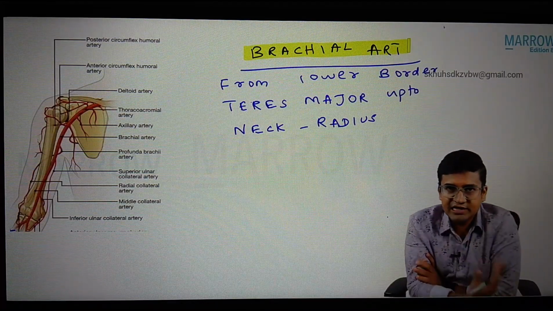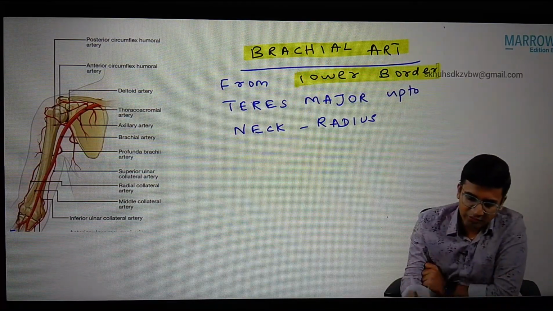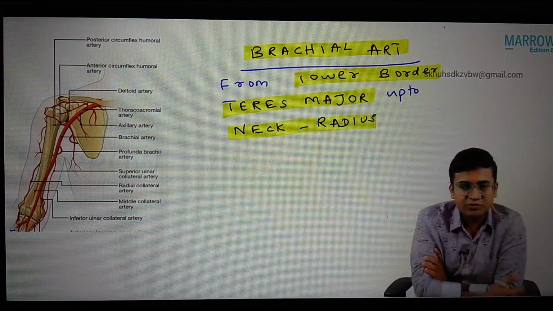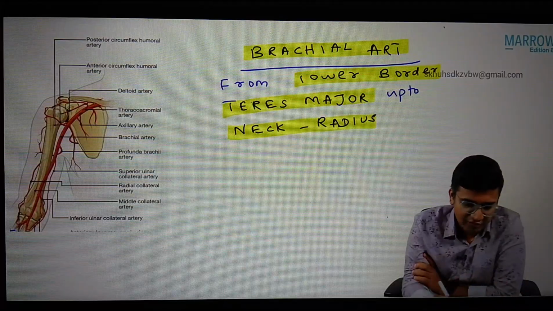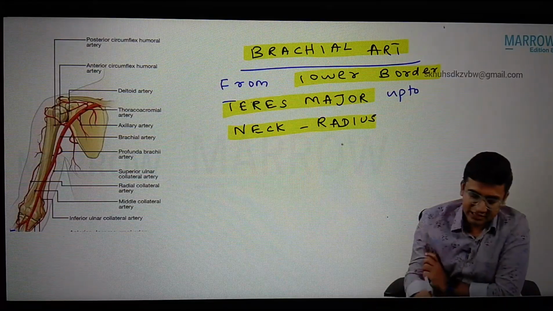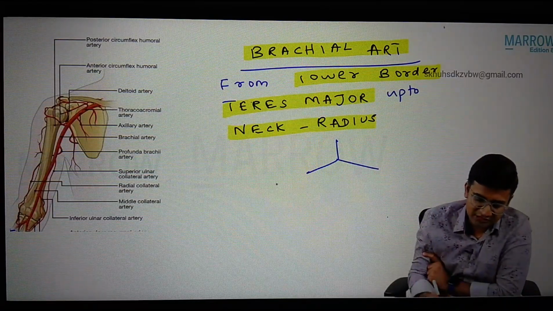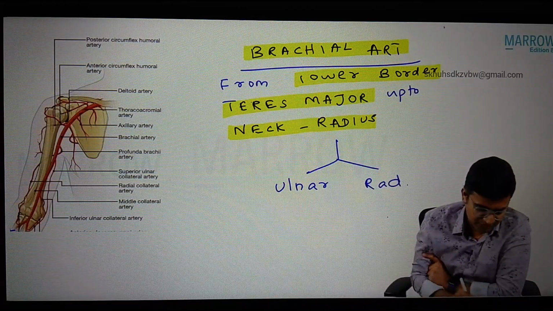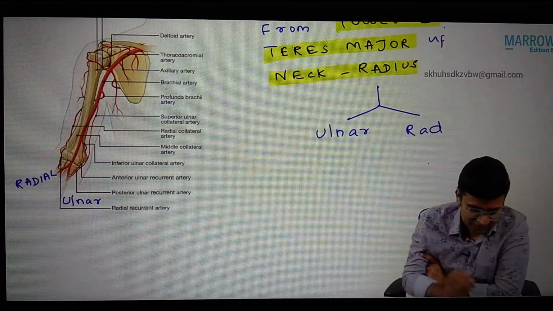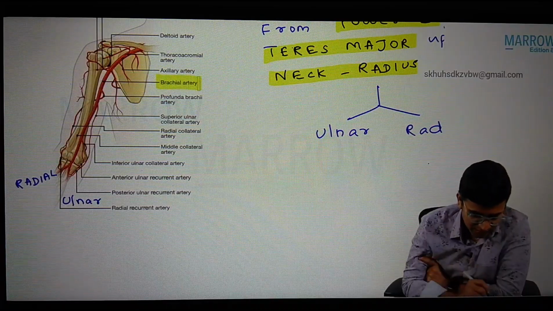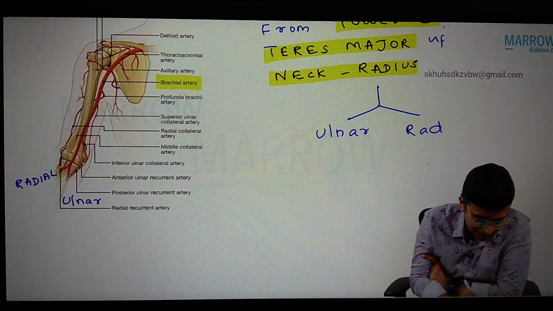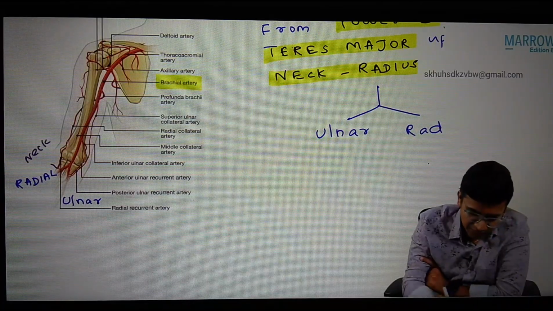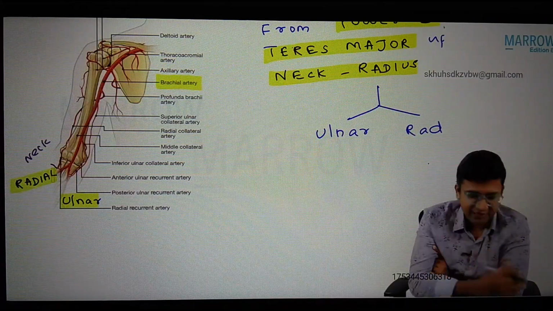Now, the brachial artery extends from the lower border of the teres major muscle up to the neck of the radius bone. At the level of the neck of the radius bone, the brachial artery divides into 2 terminal divisions, ulnar artery and radial artery. Now see the diagram. Yes, this is our brachial artery, giving the terminal branches at the level of the neck of the radius bone, into ulnar artery and radial artery.